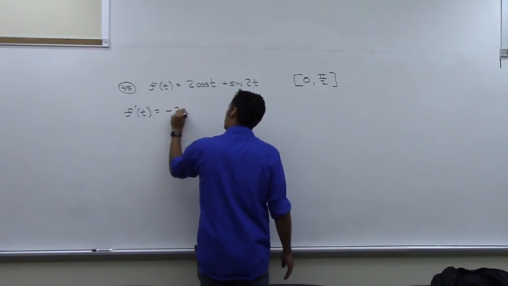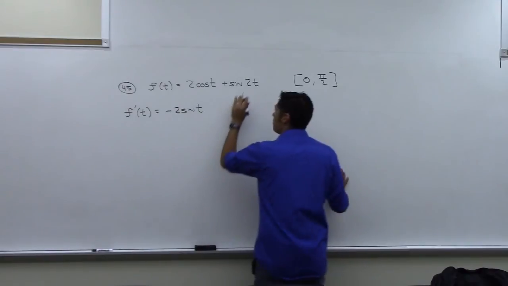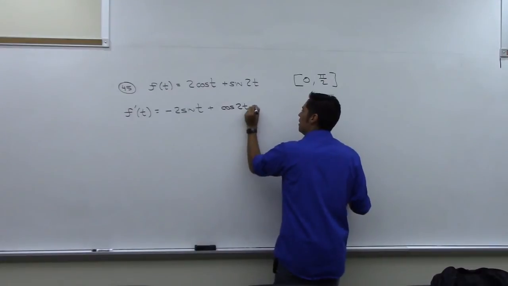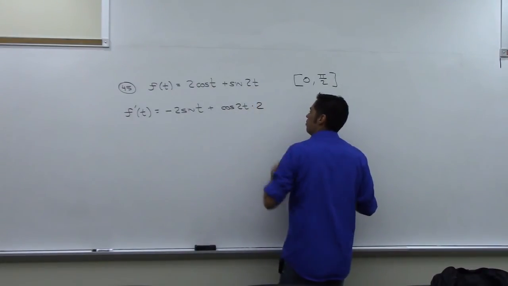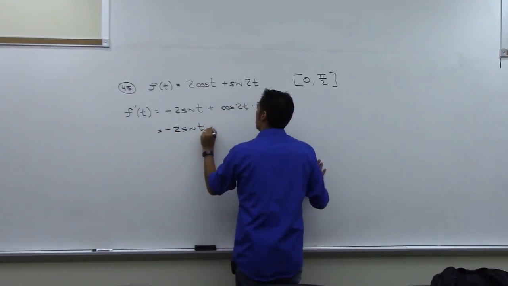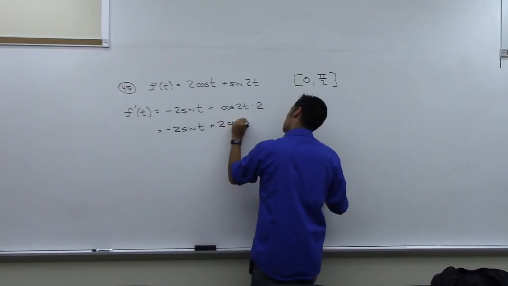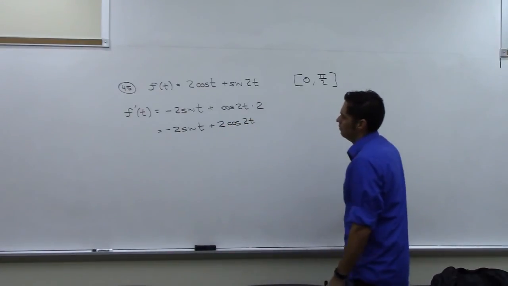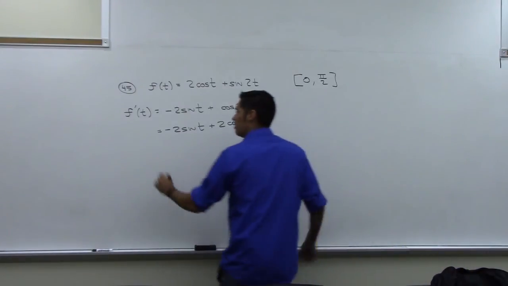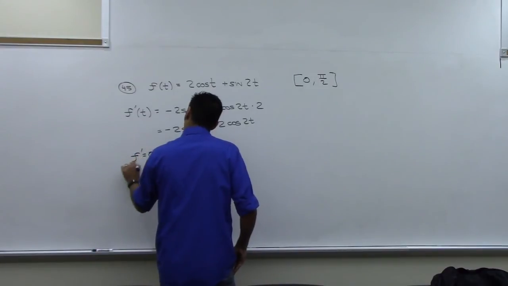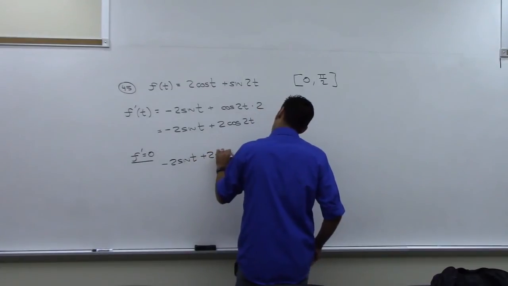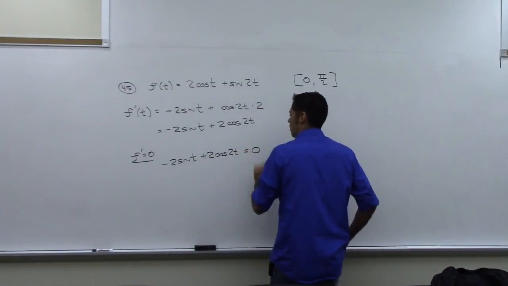So I get negative 2 sine t. And then here's some chain rule, be careful here, plus cosine 2t, that's derivative of sine 2t, times derivative of what's inside, which is 2. So if I clean it up, I've got negative 2 sine t plus 2 cosine 2t. That's where I'm at. And now I'm ready to set this thing equal to 0. So negative 2 sine t plus 2 cosine 2t equals 0.